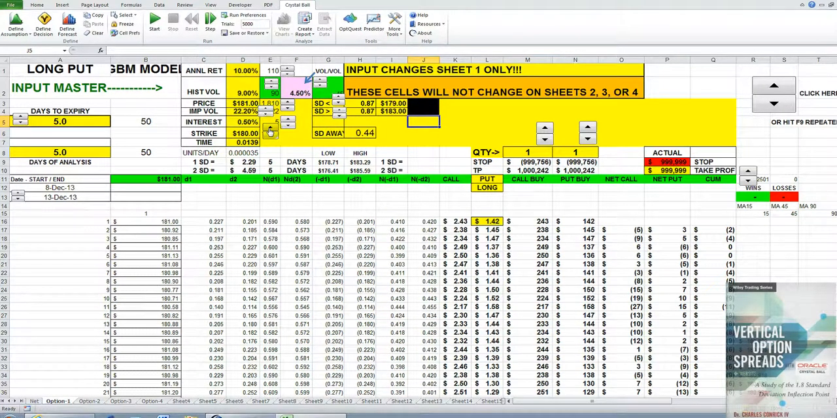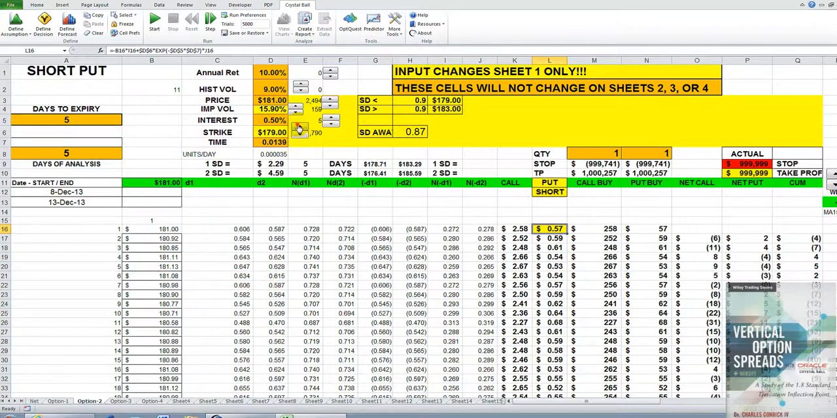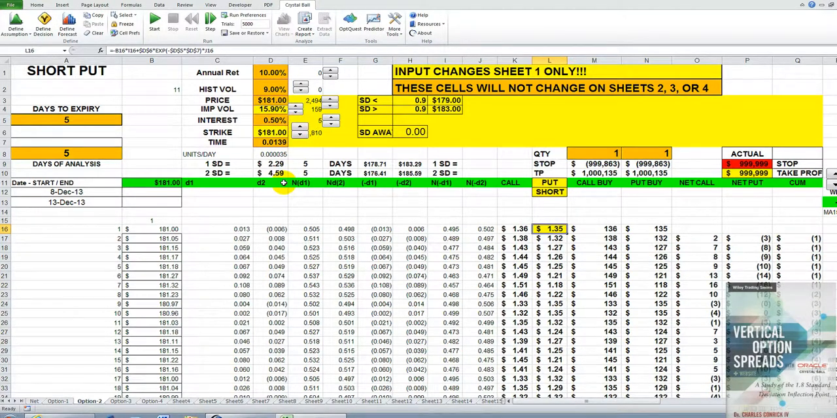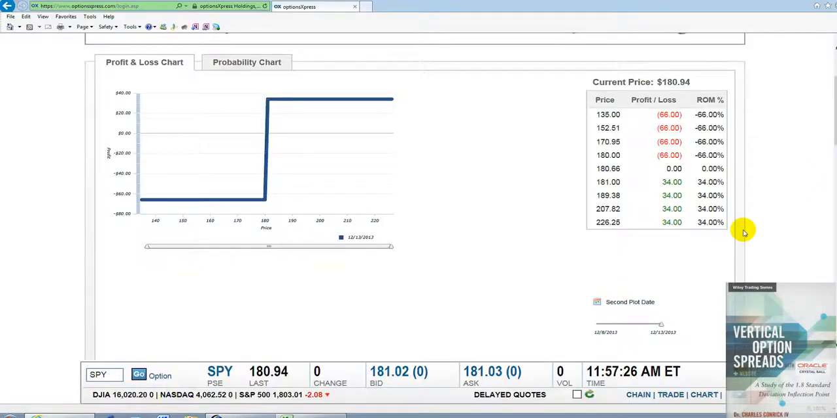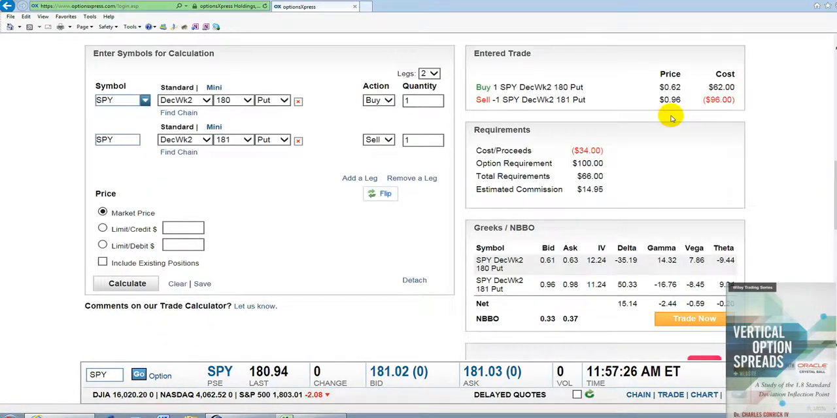So set your strike. Now, we'll play with a bull put first. Let me show you how that works. Go to tab option 2, set tab option 2 to 181. That's your short put. Now, I want to look up the prices on Options Express. So let's go down here and see what those prices were, and you'll notice where I'm playing with the yellow cursor. We're at 62 and 96 cents respectively on the trades.